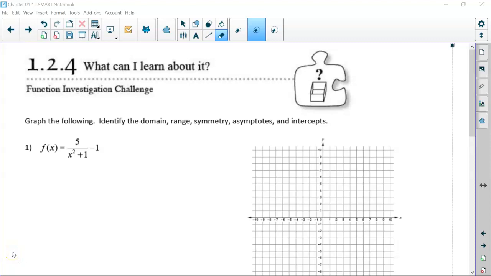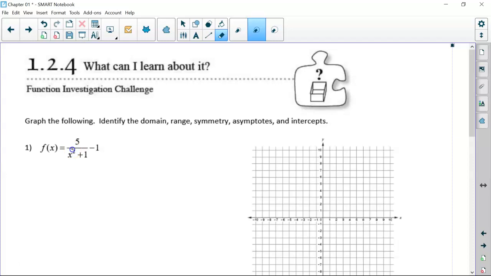Welcome to section 1.2.4. We're going to be doing a function investigation challenge. So what we can do is graph all of these using our graphing calculators, whether it's a graphing calculator or using the Desmos app. Either way, you can explore these graphs. So what we're going to do is look at how to graph these.